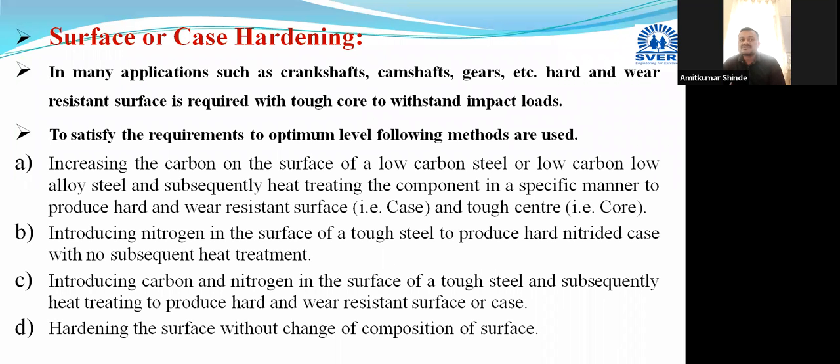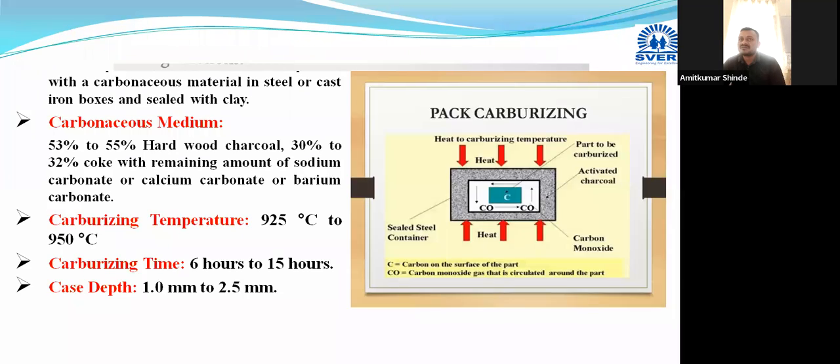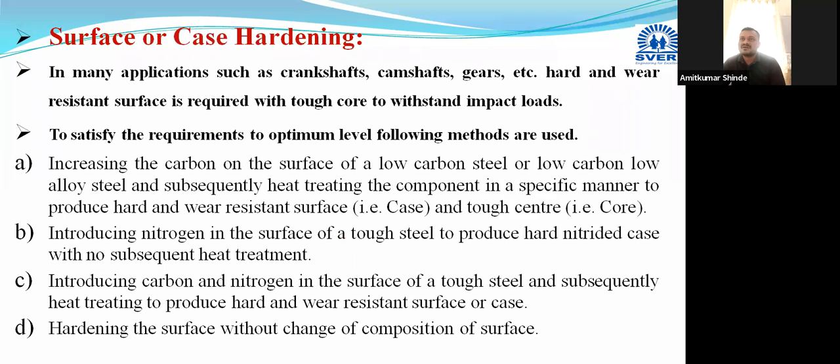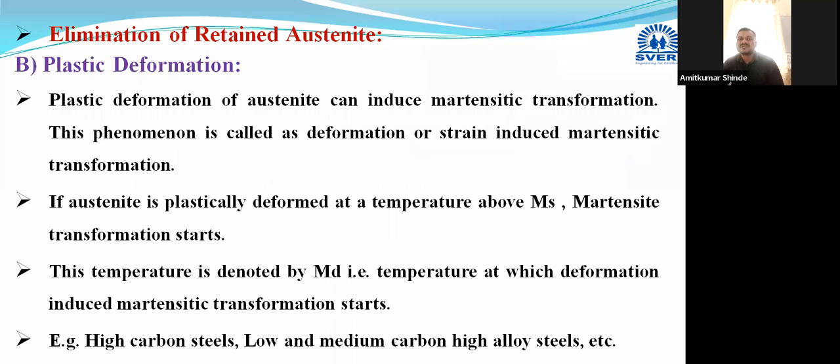Now the last topic from this chapter is surface or case hardening. It will take 1 or 2 hours to complete. There are very different types of surface hardening or case hardening heat treatment processes.